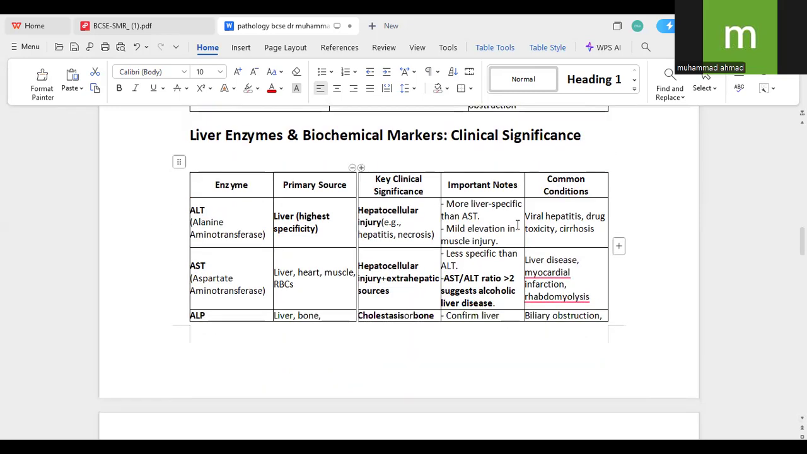This table is important. Different liver enzymes. ALT, alanine aminotransferase. This is the liver enzyme, where we can see elevation of the ALT in hepatocellular injury, like hepatitis, necrosis of the liver. This is more liver specific than AST. AST is also a liver enzyme, but ALT is more specific. Mild elevation in muscle injury. So common conditions like drug toxicity, cirrhosis, and viral hepatitis.